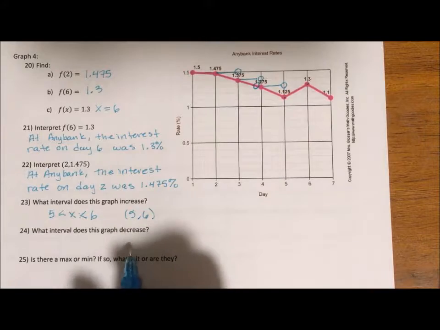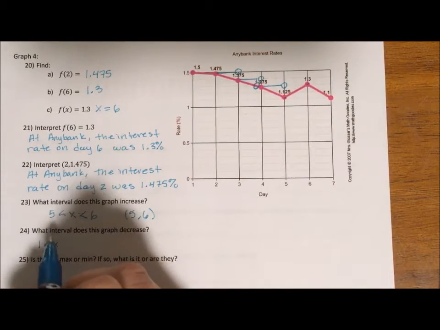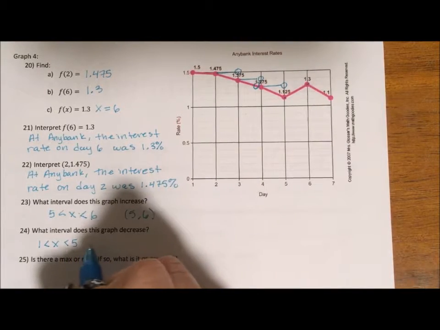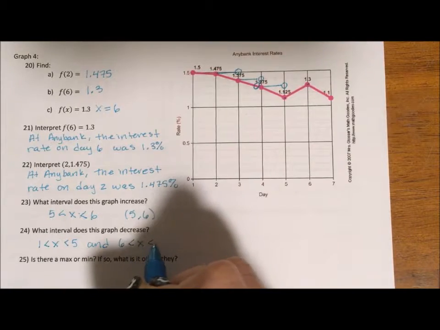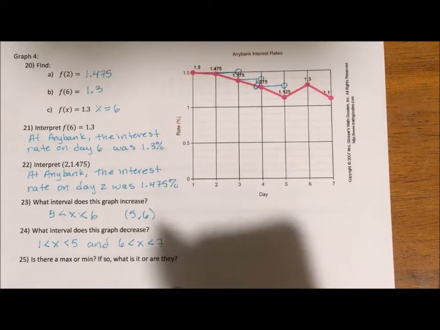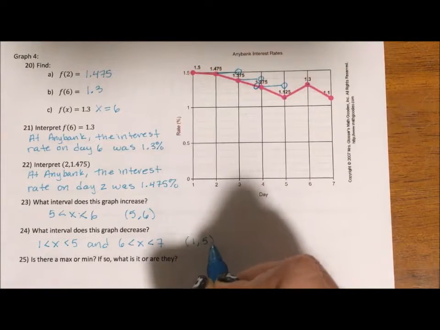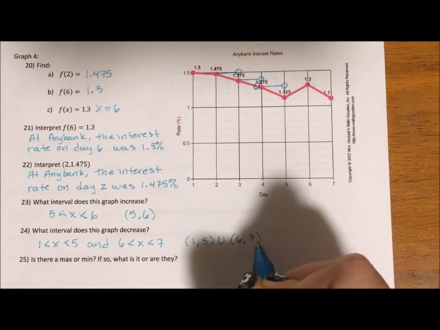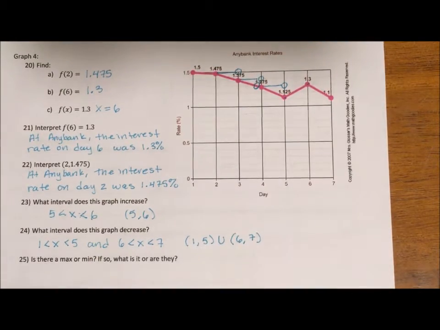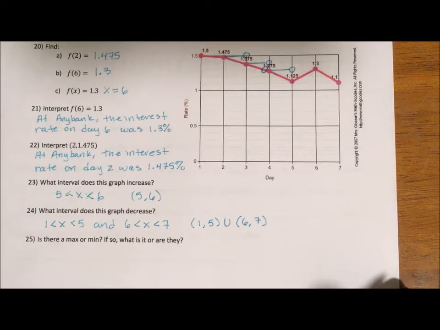What interval does this graph decrease? Well, it decreases from 1 to 5 and 6 to 7. With our interval notation, it would be 1 to 5 joined with 6 to 7. This is called a union, and it's kind of like united we stand. We join those 2 intervals together and we get all of the intervals where this decreases.